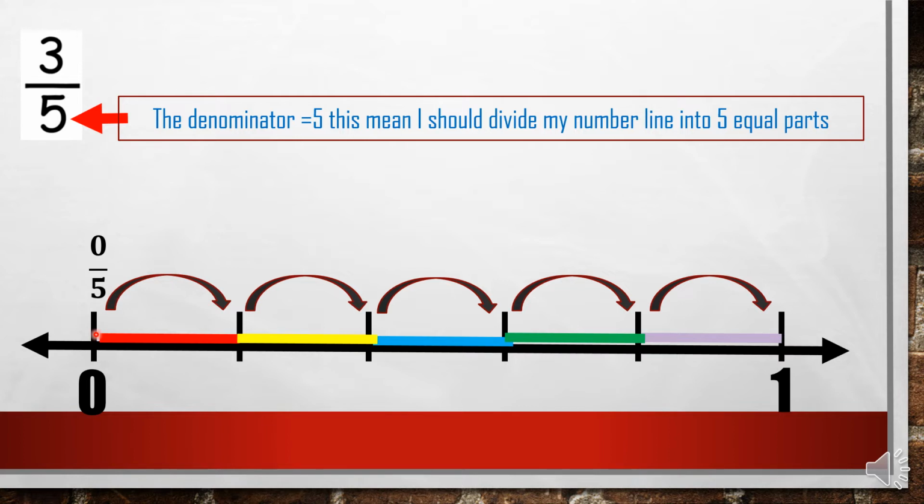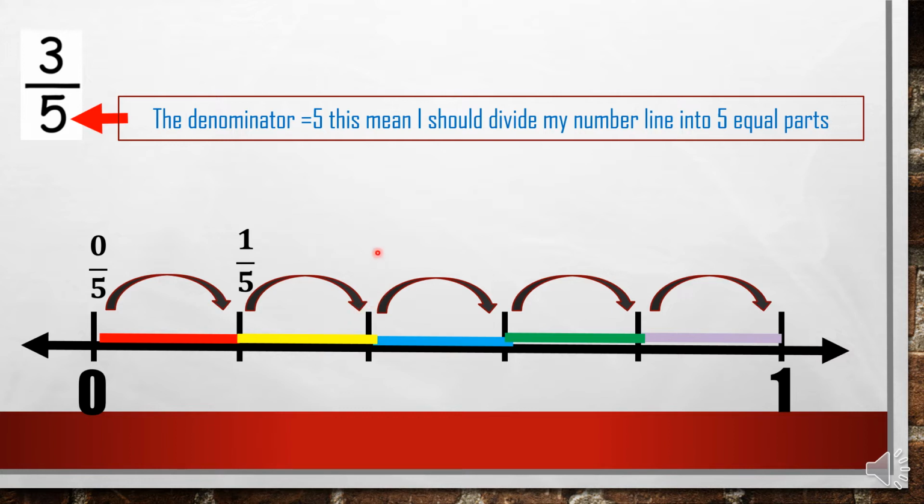Suppose now I moved one step from 0 till this line. This means that I am moving one step. One step out of how many steps? Out of 5 steps. So the fraction here should be 1 out of 5. Why 1 out of 5? Because I am moving from 0 only one step and the total number of steps I have here is 5. So the fraction here should be 1 out of 5.